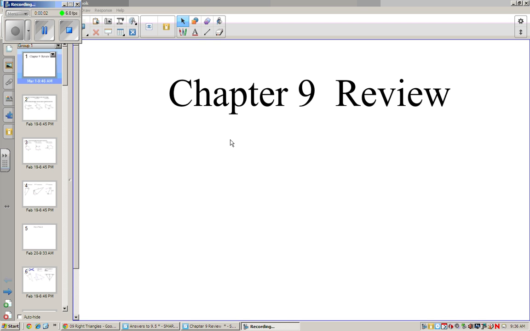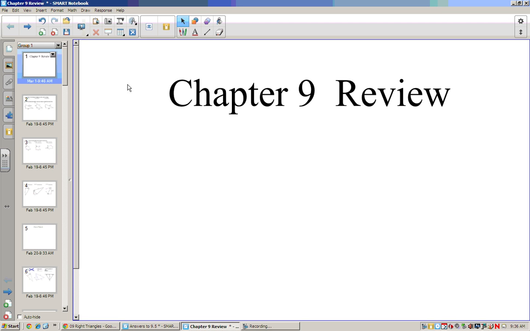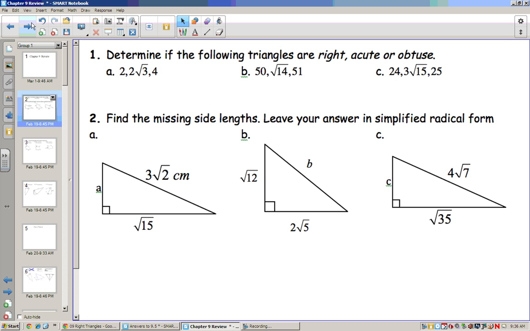Hello! Today I am going to look at the Chapter 9 review for Pythagorean theorem. Our first questions are determine if the following triangles are right, acute, or obtuse. In order to do this, what we have to do is see if a squared plus b squared equals c squared. Here, let's square each of these values.